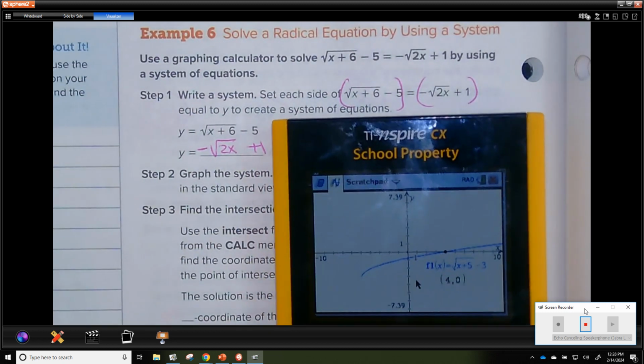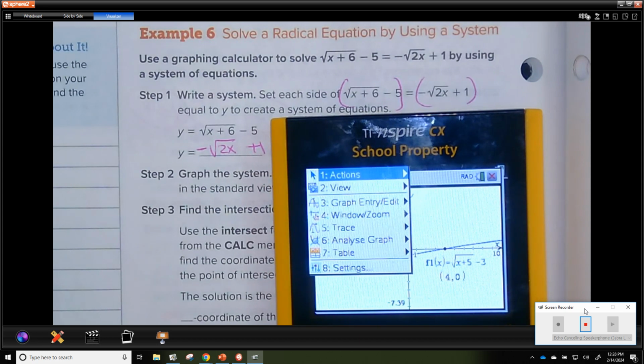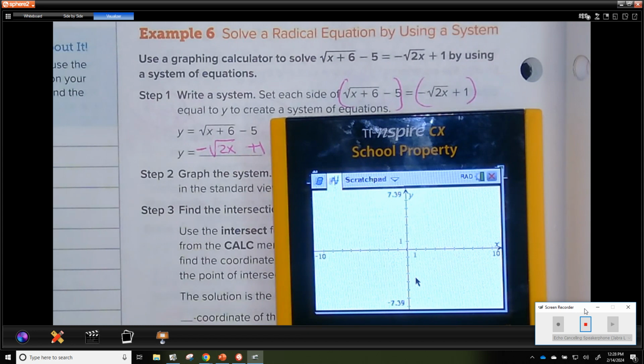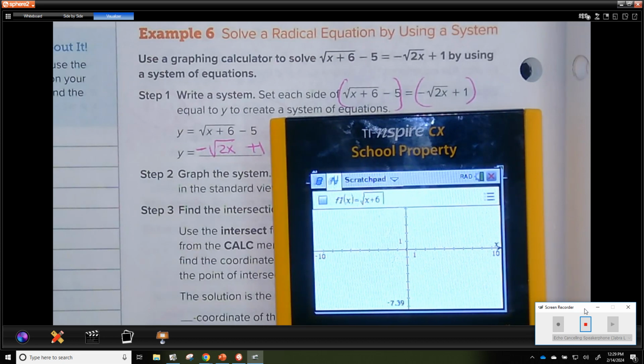I'm going to clear it, so I'm going to do menu, 1, 4, clear all this out. Now I'm going to hit tab. My first one's going to be square root of x, no, is it cube root? No, it's square root of x plus 6. Oh, didn't do it. Square root of x plus 6. Move to the right. Minus, not negative, minus 5. Hit enter. There's the first one.